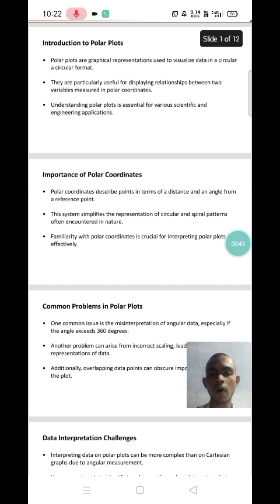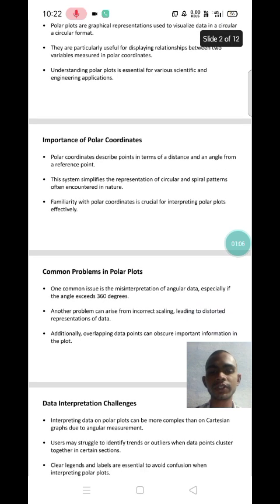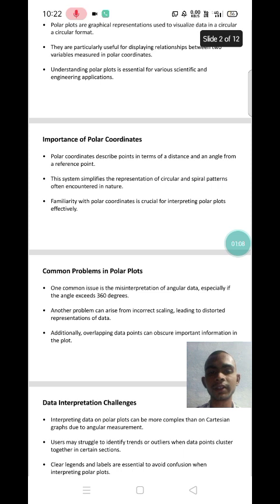Importance of polar coordinates. Polar coordinates describe points in terms of a distance and an angle from a reference point. This system simplifies the representation of circular and spiral patterns often encountered in nature. Familiarity with polar coordinates is crucial for interpreting polar plots effectively.